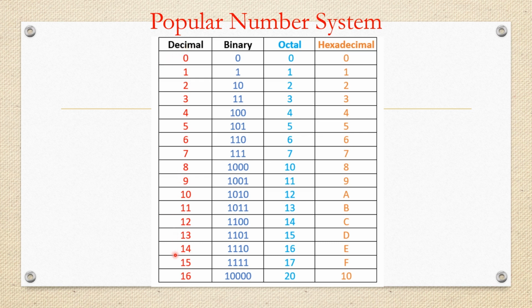Now here is a small table of decimal numbers 0 to 16 and their binary, octal, and hexadecimal equivalents. Suppose decimal number 8, in binary it is 1000. So that means decimal is more compact than binary. And the octal equivalent for 8 is 10 and hexadecimal is still 8. Similarly, 16 in decimal is 10000 in binary, 20 in octal and 10 in hexadecimal.